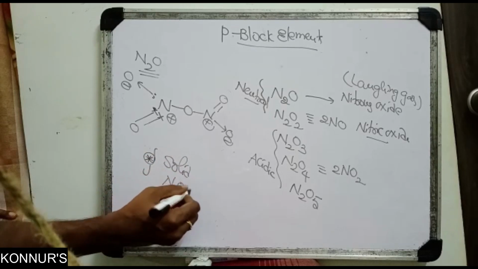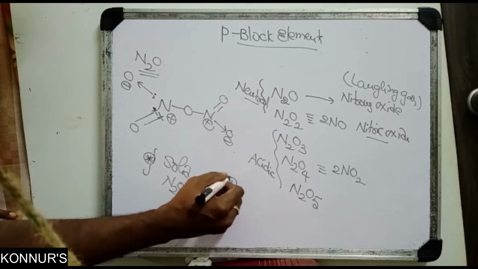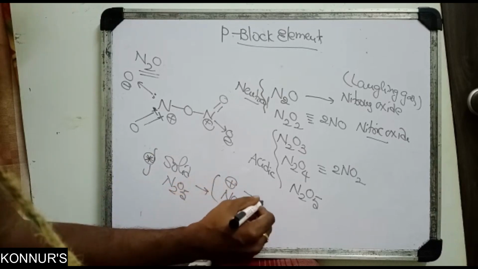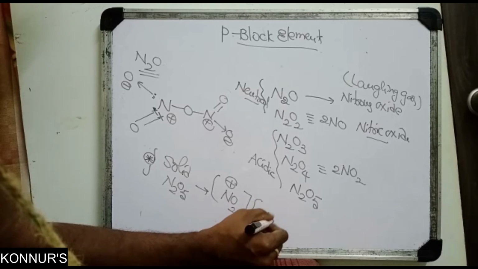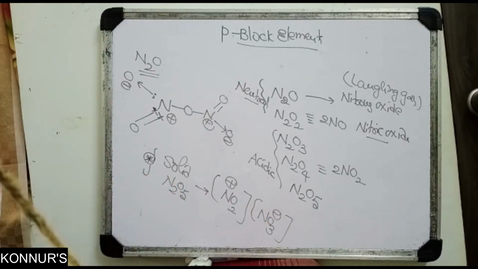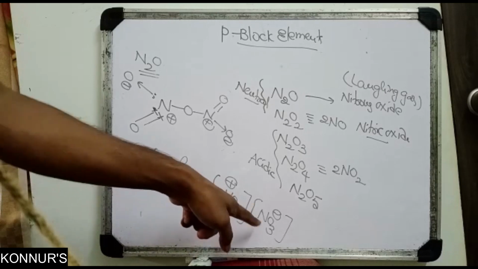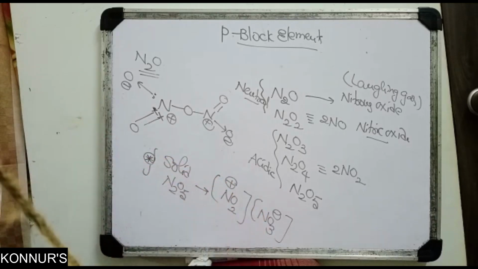Here solid N2O5 is observed as NO2 plus and NO3 minus. So this is also very important. Actually N2O5 is a covalent molecule, but it exists in solid form because of these cations and anions, due to the strong attractions. It is available in solid form.